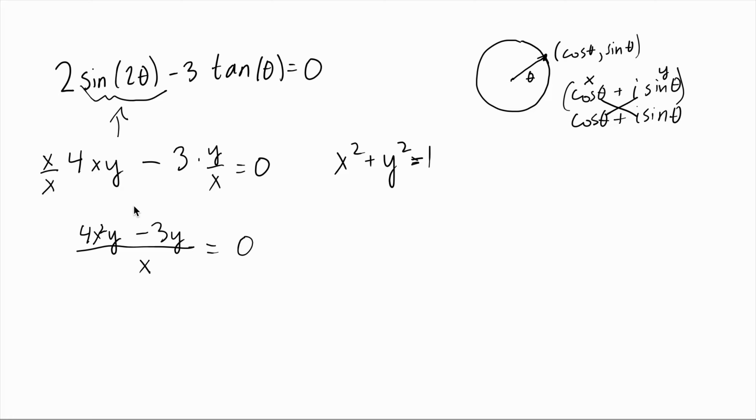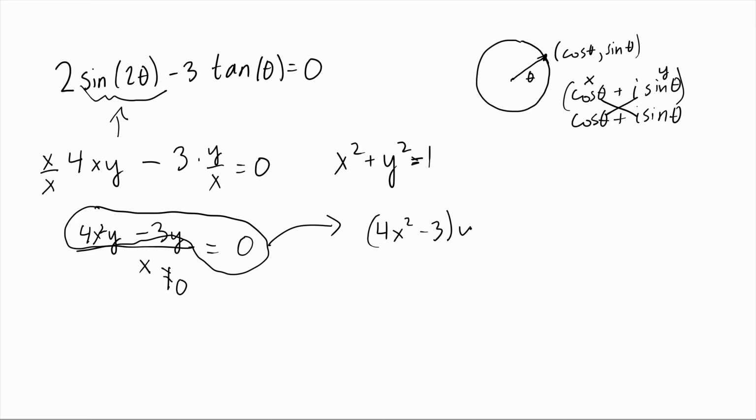A fraction is equal to 0 when the numerator is 0, assuming the denominator won't be 0, so x not equal to 0. All right, so this will give us just the numerator, and the numerator factors: 4x squared minus 3 times y is equal to 0. This multiplication is equal to 0 if and only if y is 0, or 4x squared minus 3 is 0.